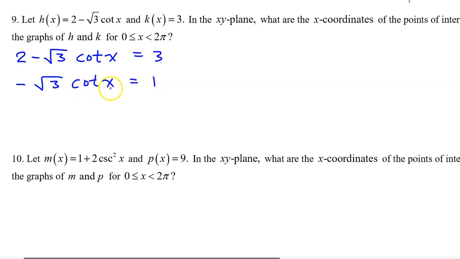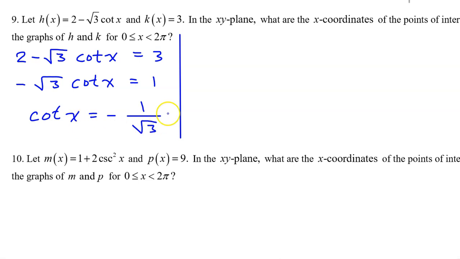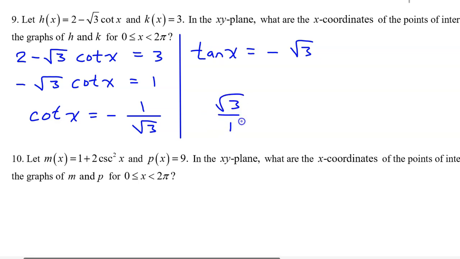We isolate cotangent x by dividing both sides by negative radical 3. That will leave the cotangent of x is equal to negative 1 over radical 3. Cotangent is the reciprocal of tangent. So if we take the reciprocal of both sides of this equation, we have the tangent of x is equal to negative radical 3. The reciprocal of 1 over radical 3 is radical 3 over 1, which is simply radical 3.